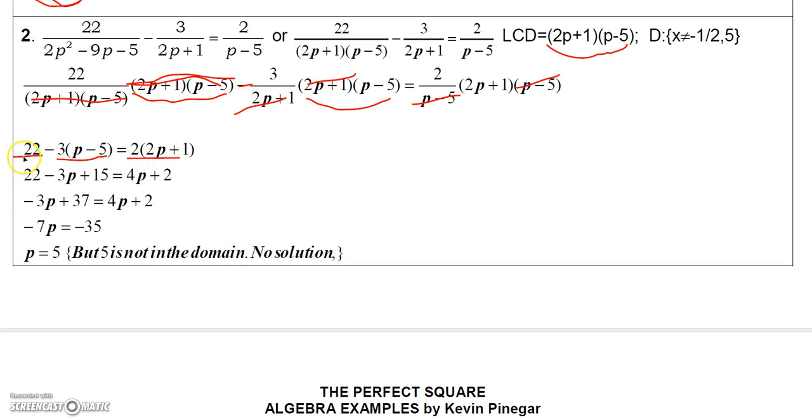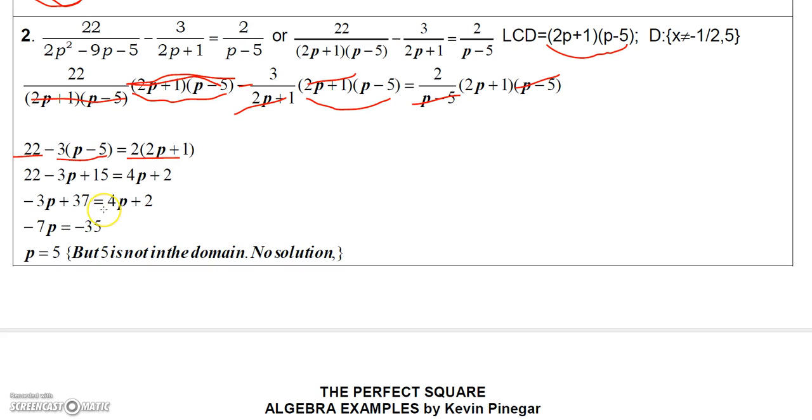Now, over here, if you distribute the minus 3, that's going to give you minus 3p plus 15. And over here, if you distribute the 2, you're going to get 4p plus 2. And then 22 plus 15 can be added together to give you 37. So I have minus 3p plus 37 equals 4p plus 2.